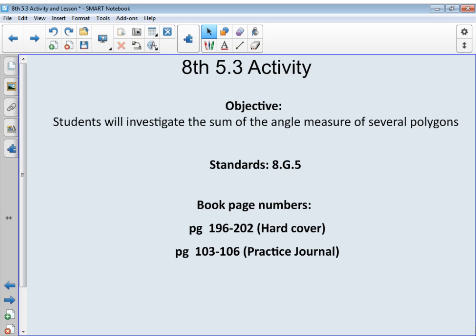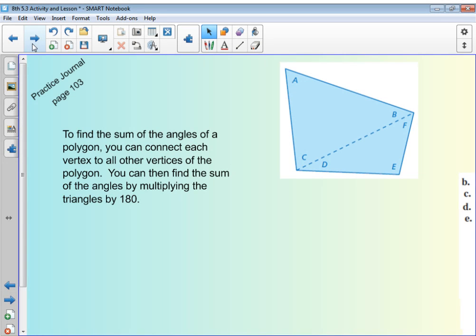Today we're going to be working with polygons, so you'll need to be open to page 103 out of your practice journal. As I'm working through this, you will also be filling out your practice journal. To find the sum of the angles of a polygon, you can connect each vertex to all of the vertices of a polygon. You can then find the sum of the angles by multiplying the triangles by 180.